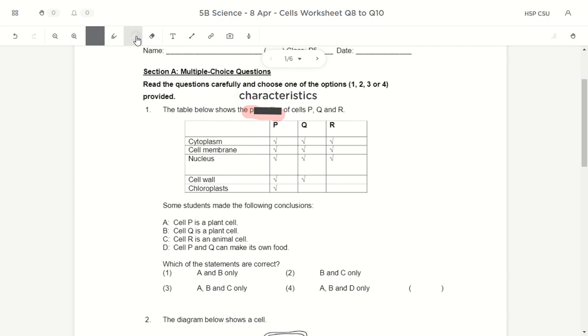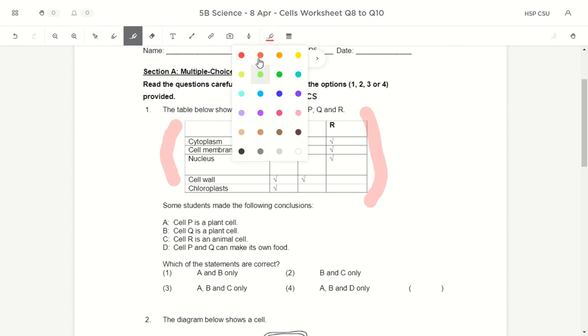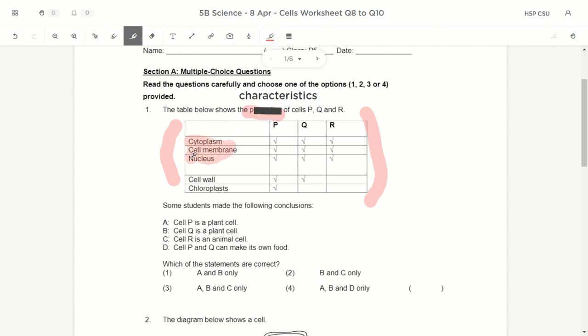Let's look at the table first before we look at what is being mentioned for the options. So let's look through all the characteristics. P has cytoplasm, cell membrane, and nucleus, and we know that all these three are basically common to plant and animal cells. So they do not tell me anything much because I know all cells have nucleus, cell membrane, and cytoplasm. So nothing new here. This is for all cells.